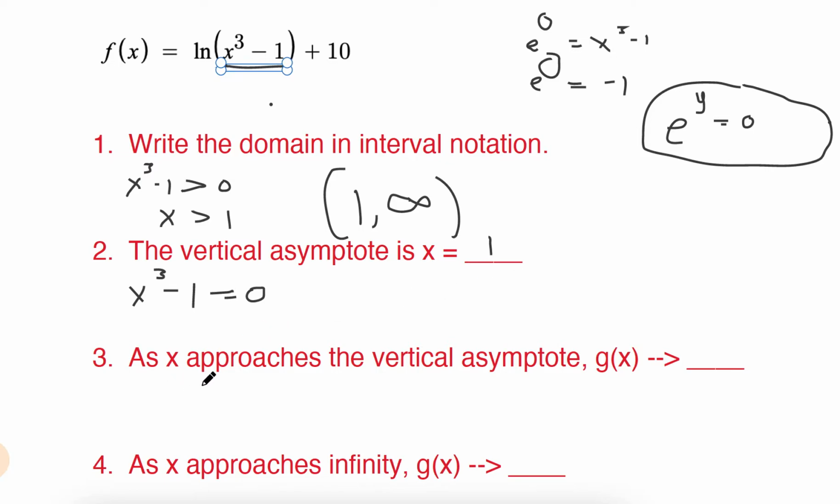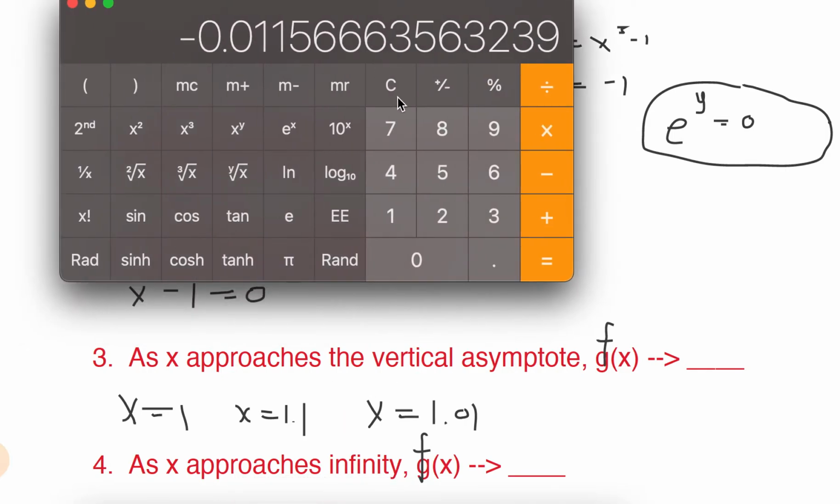Now, for these last two questions, as x approaches the vertical asymptote, it's saying g of x, oh sorry, it's supposed to be f of x, because I called mine f of x. It's asking what's happening with f of x as the x values get closer to the vertical asymptote. In other words, what are the y values as we get closer to the vertical asymptote? We said the vertical asymptote is at x equals 1. So how about a number slightly to the right? Let's check out x equals 1.1 in our calculator, and then something even closer, x equals 1.01. Notice I can't do x equals 0.9 because I can't have a negative inside the argument of the logarithm.